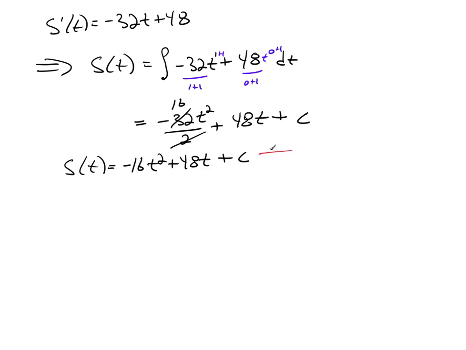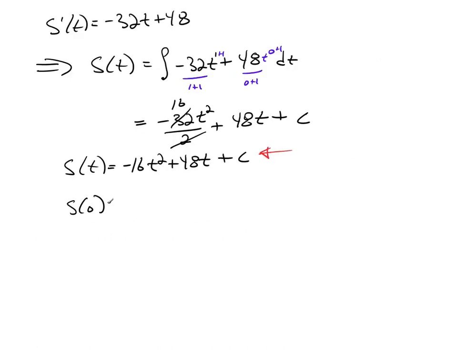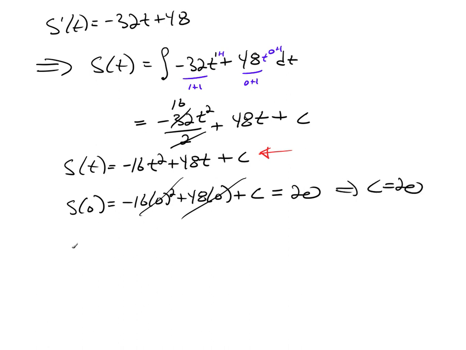But the problem is still that this is an infinite family of vertical curves. So I need that initial condition. So let's go back and take a look here. And the initial condition says we start off at 20 feet. So s of 0 is 20. So I know that s of 0 equals negative 16 times 0 squared plus 48 times 0 plus c, and that equals 20 feet. Well, these are all 0, so that means that c must be equal to 20. So my position function, s of t, is going to be negative 16 t squared plus 48t plus 20.